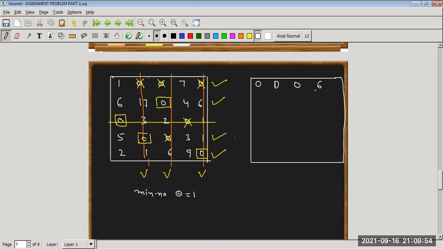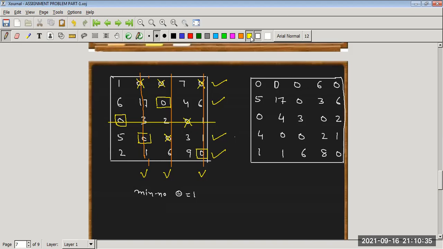7 becomes 6, 0 remains 0. 6 becomes 5, 17 remains 17, 0 remains 0. 4 becomes 3, and 6 remains 6. 0 becomes 0, 3 becomes 4 because 2 lines passing through it. This 2 becomes 3 because 2 lines passing through it. 0 remains 0 and 1 becomes 2 because 2 lines passing through it. जहां plus sign बनेगा, you can add the minimum number theta to that number. 5 becomes 4, 0 remains 0, 0 remains 0, 3 becomes 2, 1 remains 1, 2 becomes 1, 1 remains 1, 6 remains 6, 9 becomes 8, 0 remains 0.